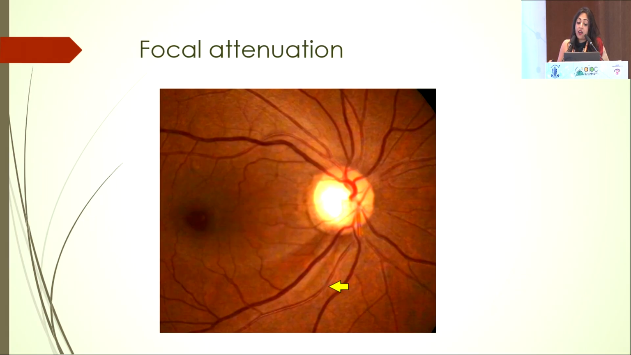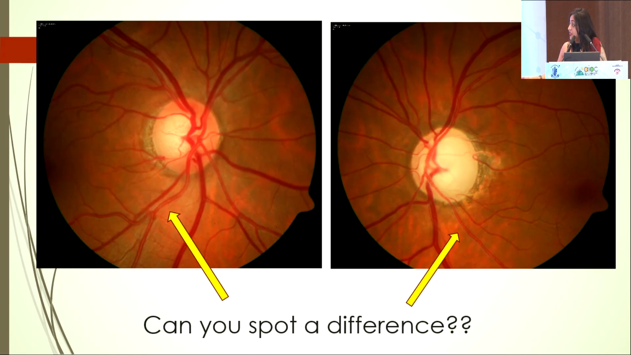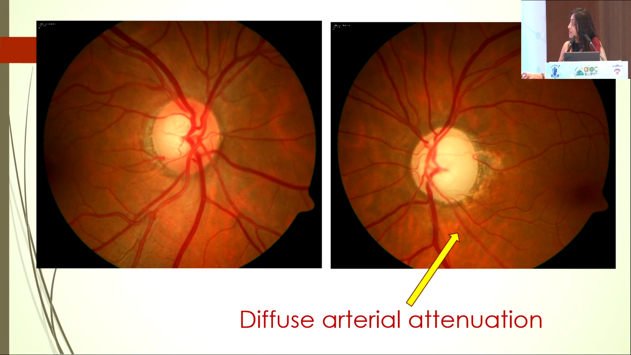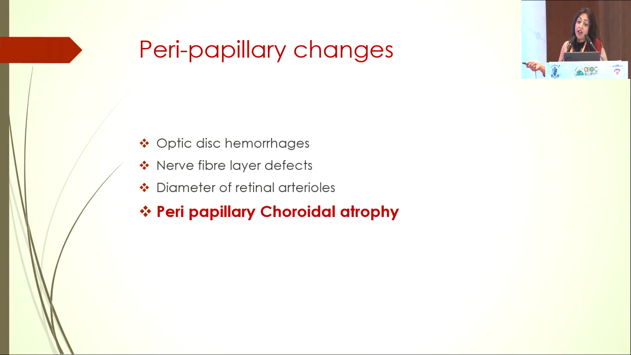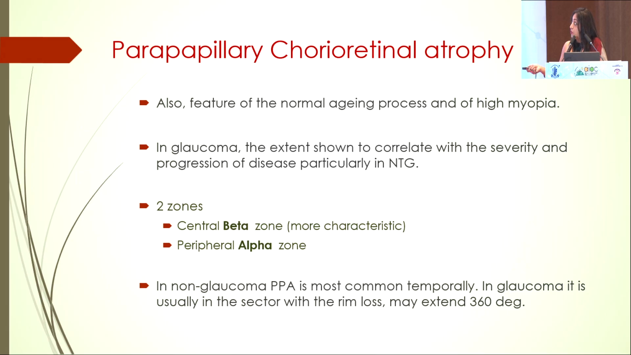Diameter of retinal arteriole. So you might find focal arteriolar attenuation in cases of glaucoma. So here it is associated with this nerve fiber defect. And can you really spot the difference? You know, there's actually a gross difference. This has a diffuse arteriolar attenuation. And the last one is peripapillary chorioretinal atrophy. You have the central beta zone and peripheral alpha zone.